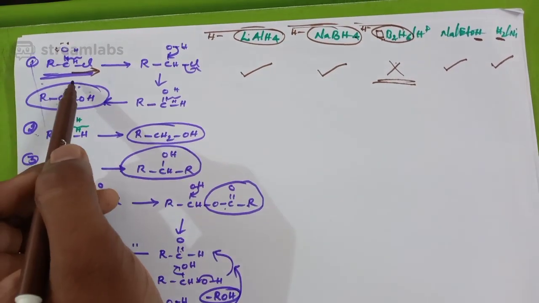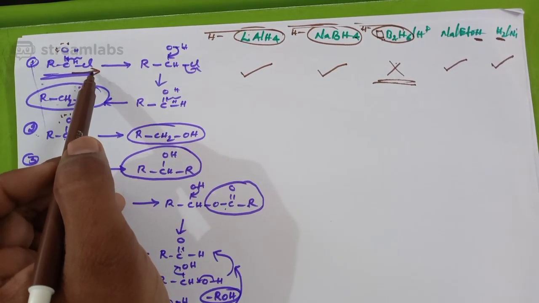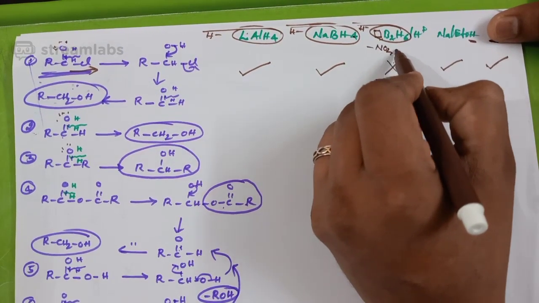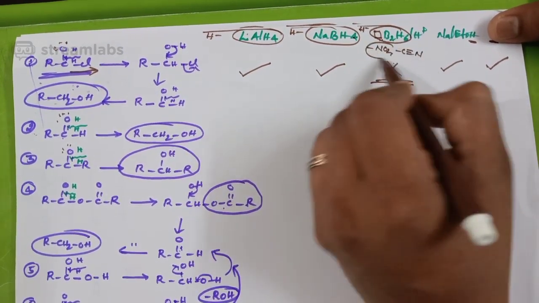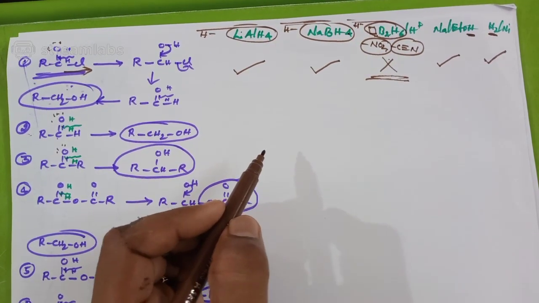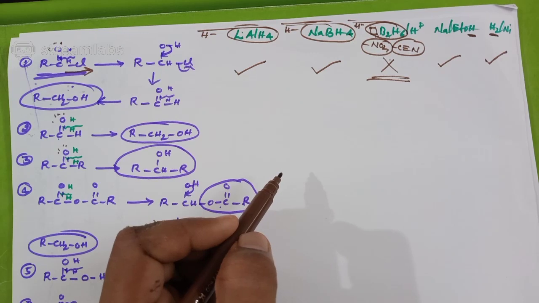So not only acid halide, because acid halide has an electron withdrawing group, we can take NO2, cyanide. All these groups are strong electron withdrawing groups. They can't be reduced by B2H6. They cannot be reduced by B2H6.